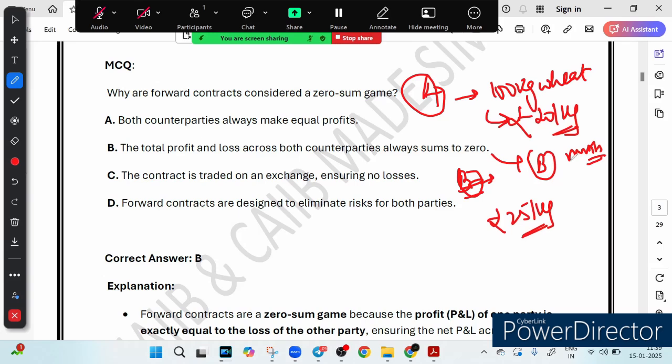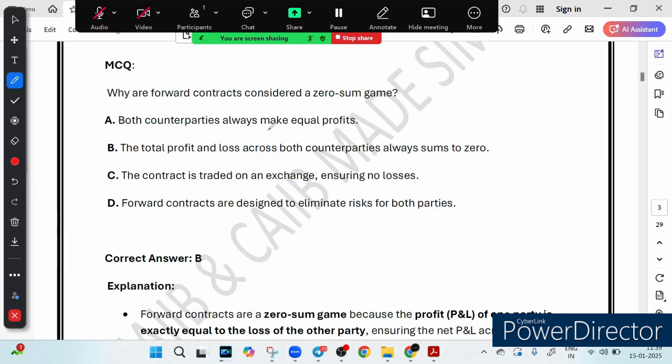So that is what I'm telling you, option number B, that the total profit and loss across both counterparties always sums to zero. That is what I have explained. So this is the correct answer. Option A says both counterparties always make equal profit. Obviously it is incorrect because forward contracts do not guarantee equal profit for both parties. One party's gain is always the other party's loss. So it is a balancing act, not a win-win. Think of it like a seesaw. When one side goes up, the other side goes down, right? So this is wrong. This is correct.